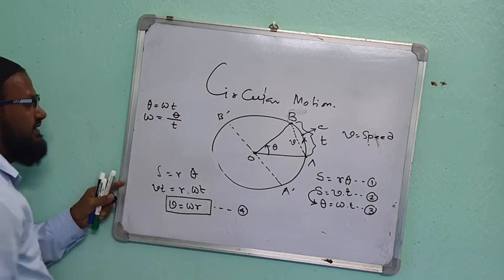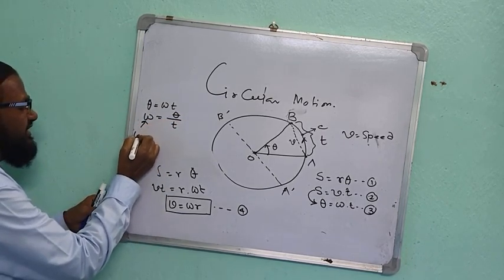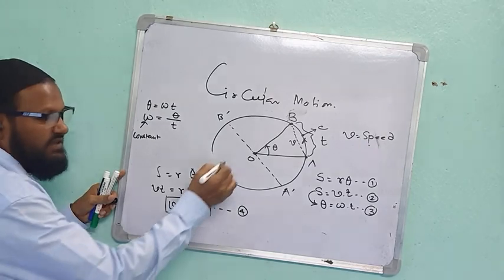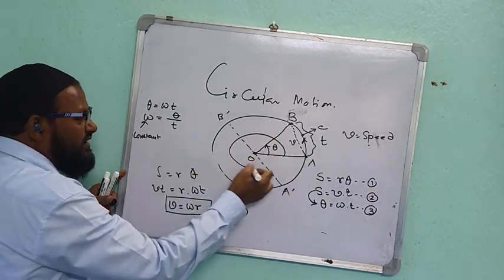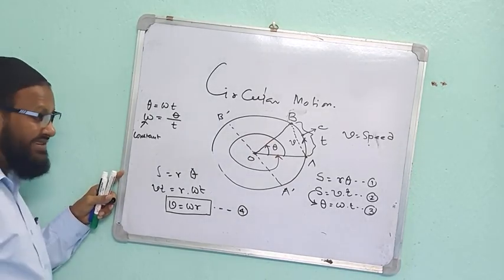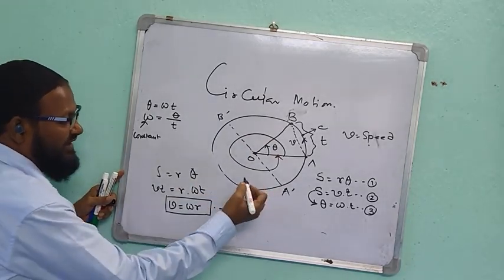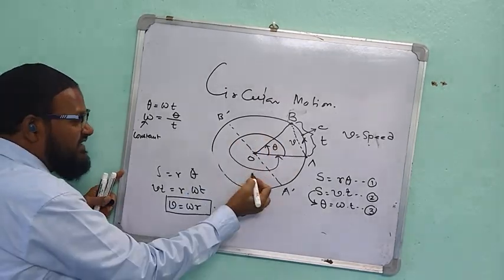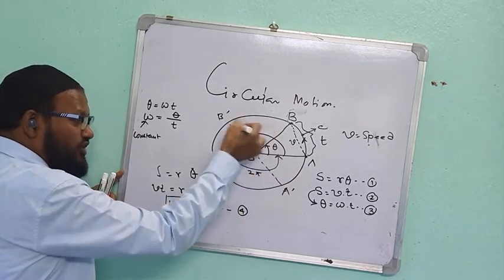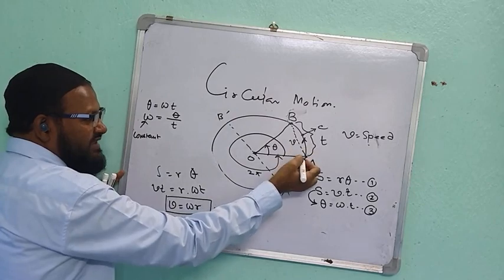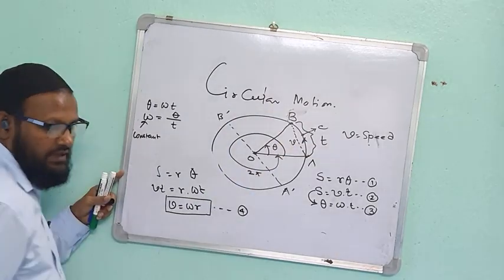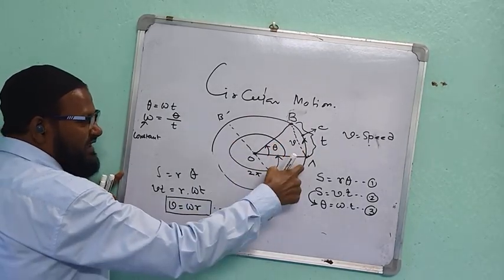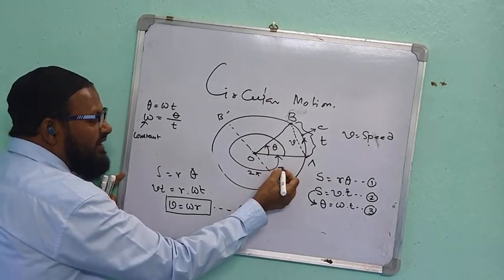I am telling you this is constant. Now, please see the figure. Here to here, what is the angle? 360 degrees. In terms of radian, this is 2 pi. When this is 2 pi in terms of angle, in terms of time, what is this? From here to here, this time is called the time period. So when t equals this, the time is capital T.